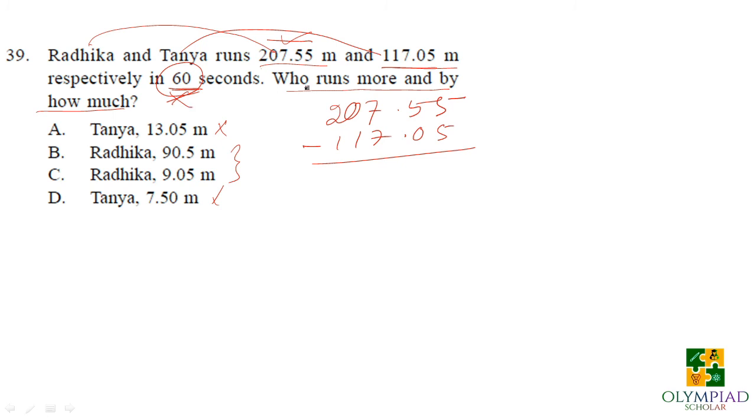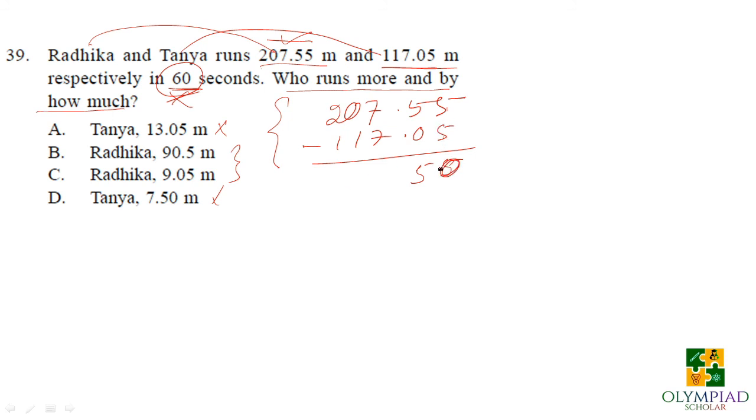So we can find the difference between the two, that is how much more Radhika runs than Tanya. Okay, so let me subtract it. I have not done the subtraction beforehand, so let us do it live in this tutorial. So 5 minus 5, okay, 5 minus 0 is again 5.